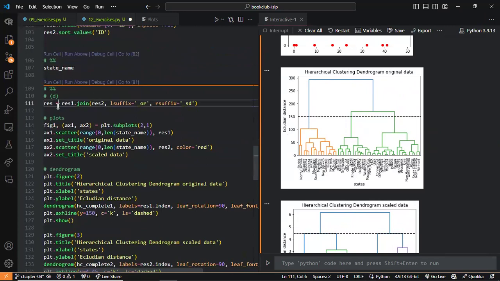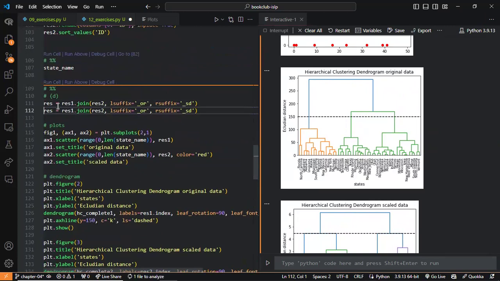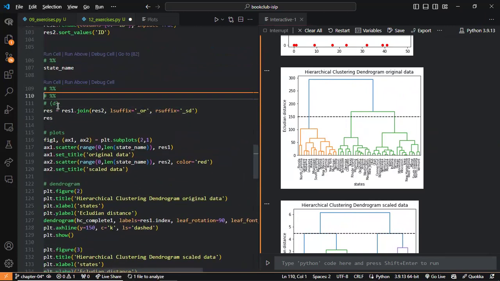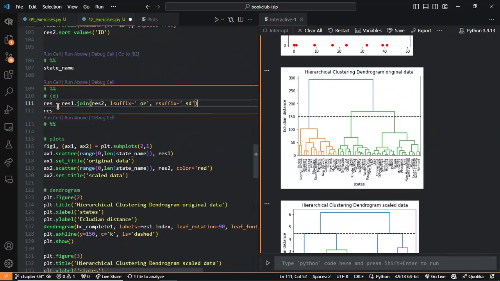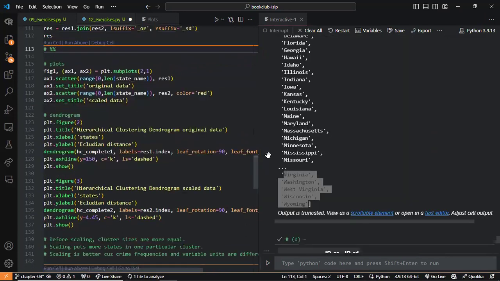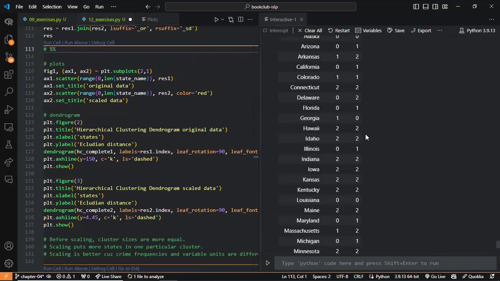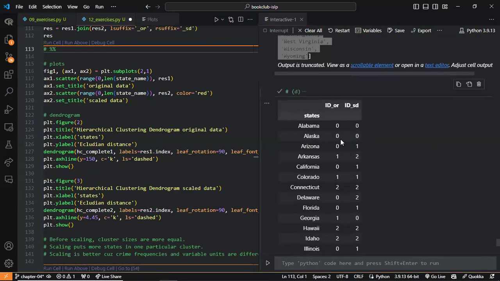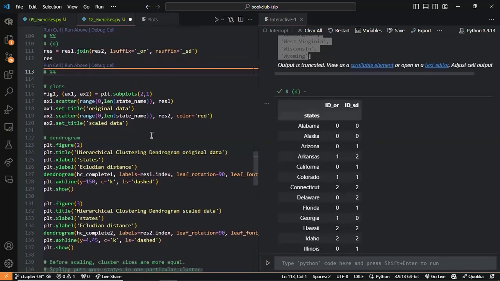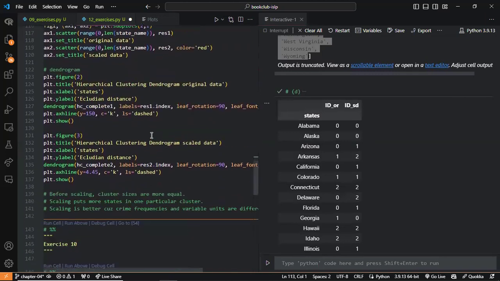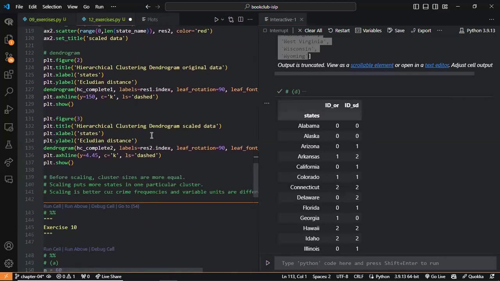Let's see. What is the particular data frame? It should be simply the joining of this. Yeah. And now for the dendrograms.